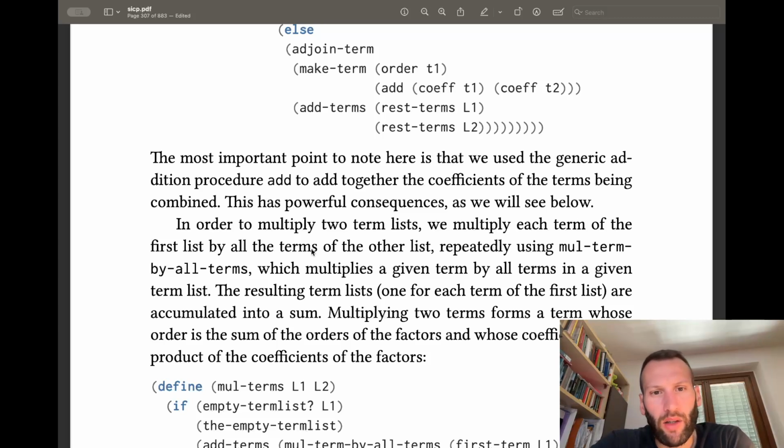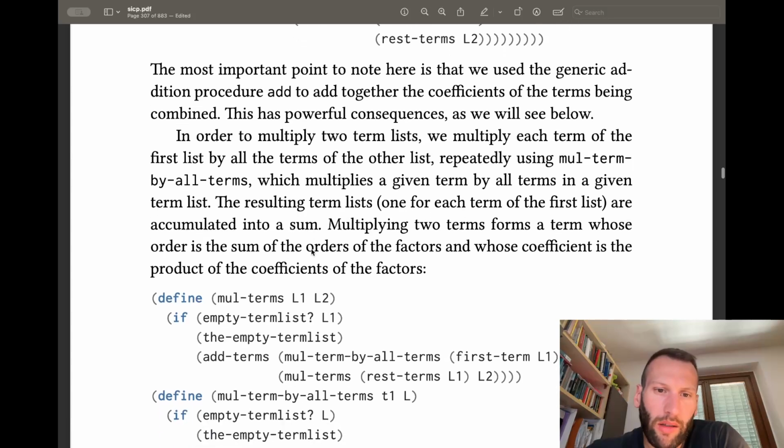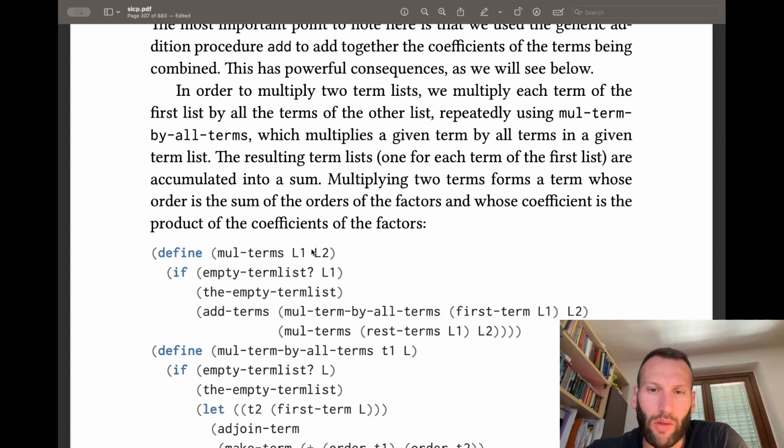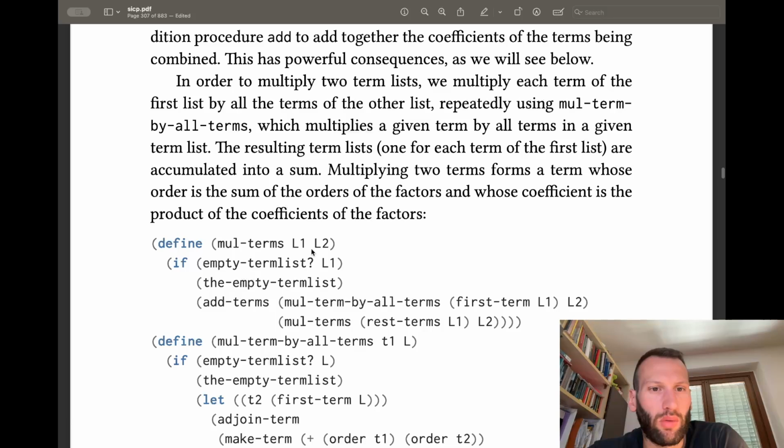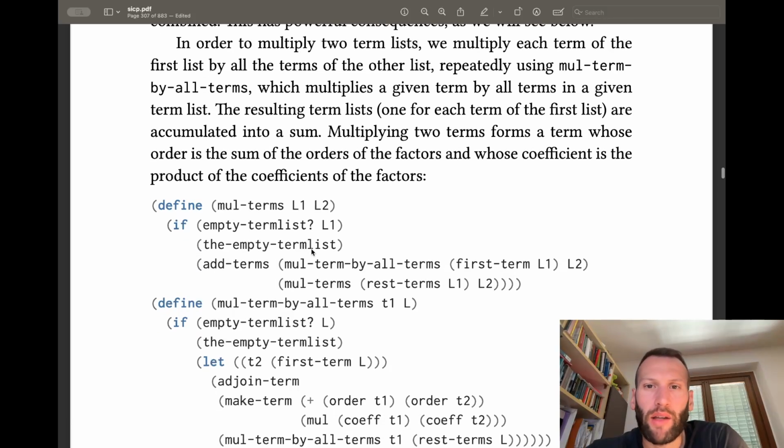In order to multiply these two term lists, we multiply each term of the first list by all the terms of the other list, repeatedly using mul term by all terms, which multiplies a given term by all terms in a given term list. The resulting term lists, one for each term of the first list, are accumulated into a sum. Multiplying two terms forms a term whose order is the sum of the orders of the factors and whose coefficient is the product of the coefficients of the factors.